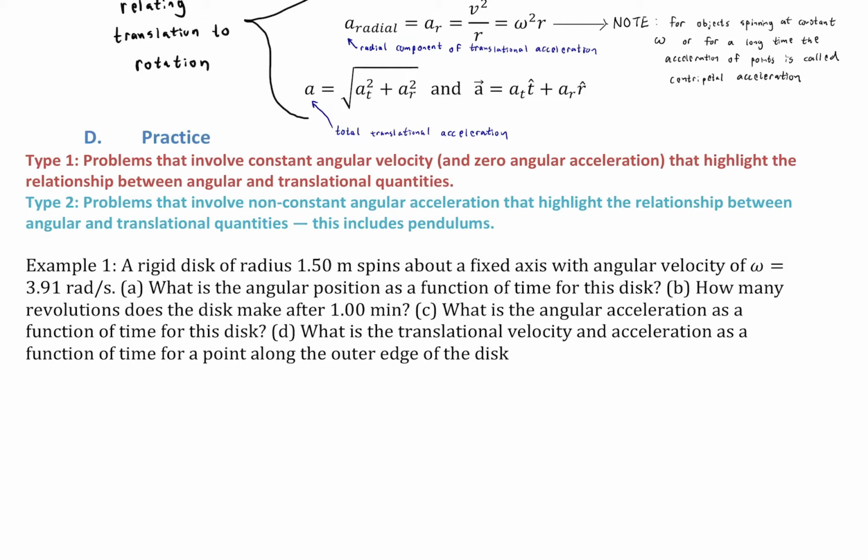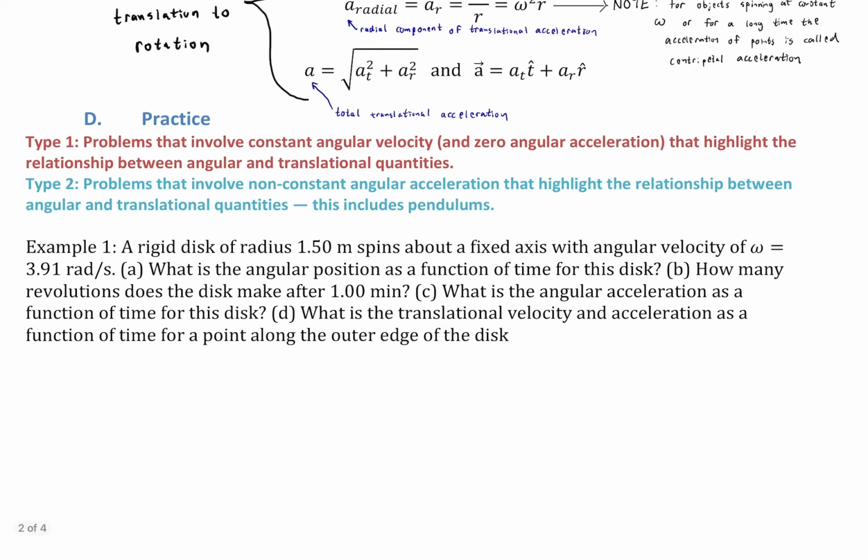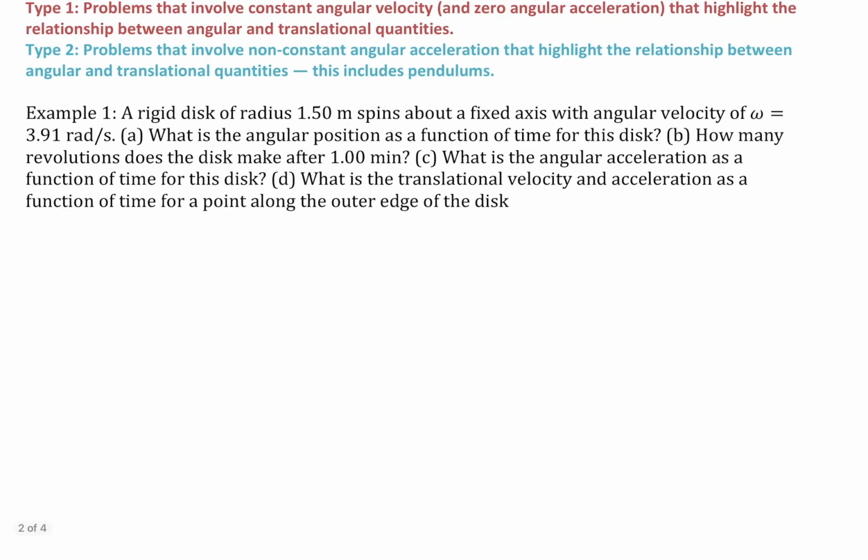Type 2: problems that involve non-constant angular acceleration that highlight the relationship between angular and translational quantities, and this includes pendulums. I mention pendulums because pendulums are going to come up a lot throughout this chapter and the next. All right, so let's get to the first example.